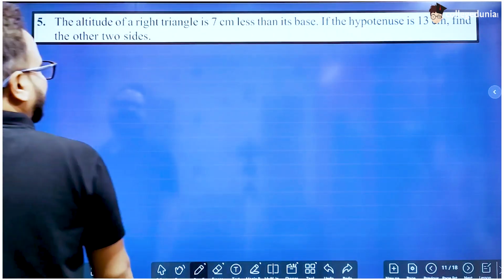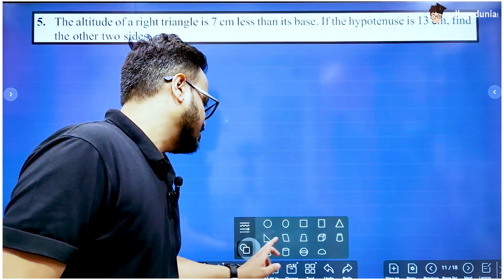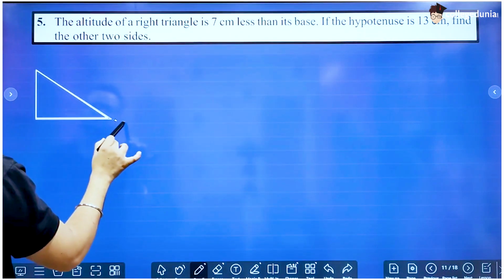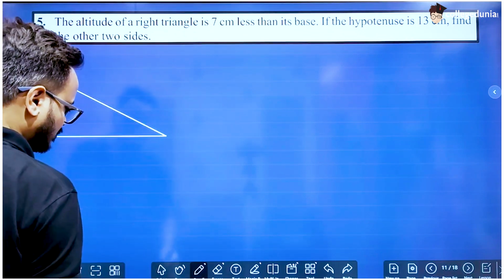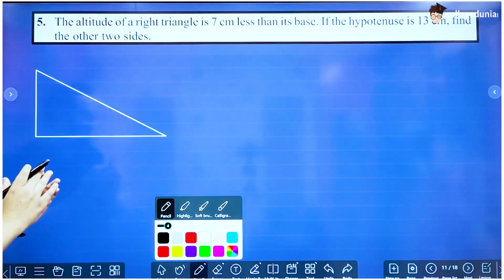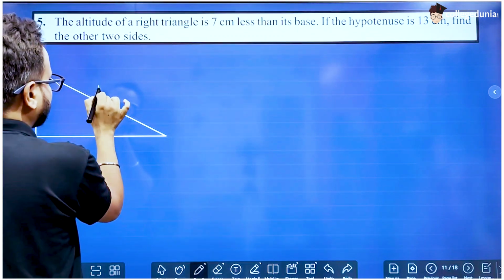The altitude of a right triangle is 7 centimeter less than the base. There is a right angle triangle whose altitude is 7 centimeter less than the base, and the hypotenuse of this right angle triangle is 13 centimeter.